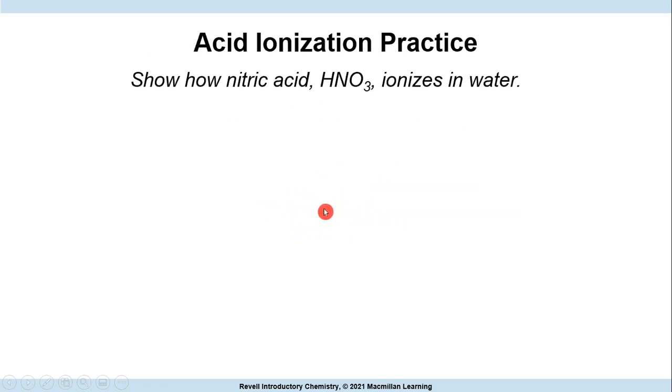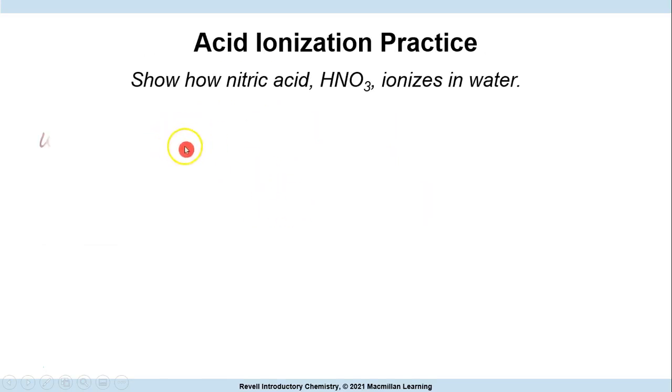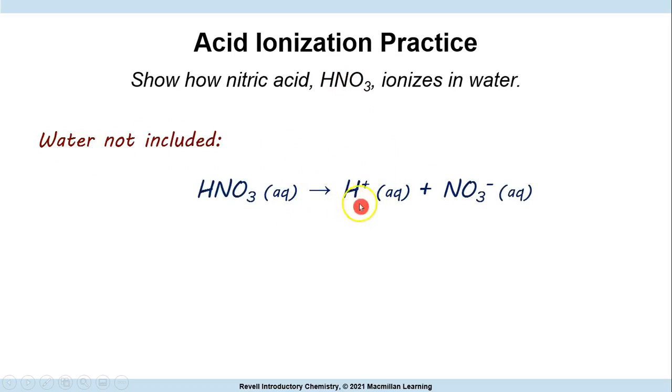Now let's look at this example here. Show how nitric acid ionizes in water. For us to show how nitric acid ionizes in water, we are going to use two ways. Remember, we said there are two ways. We are going to use the first way and the second way where we include water. In the first case, water is not included. So we have nitric acid decomposing to give us the hydrogen ion plus the nitrate ion. That is the first scenario here.